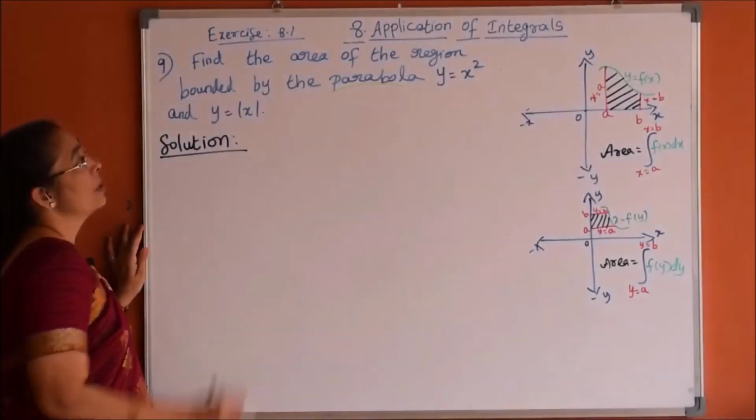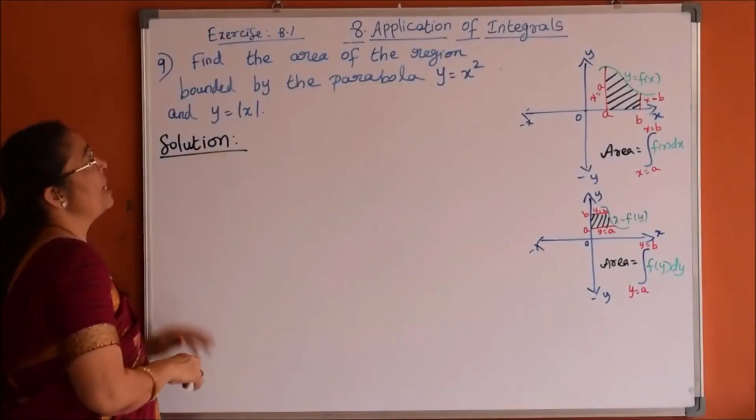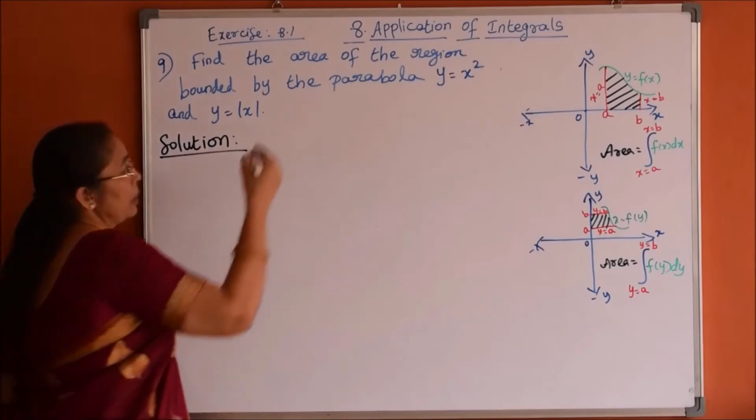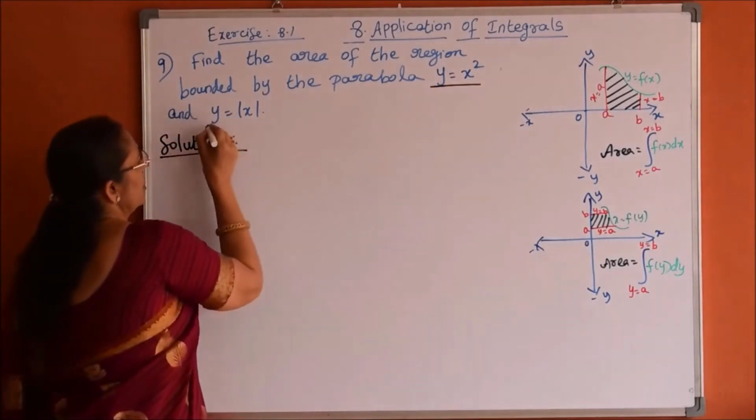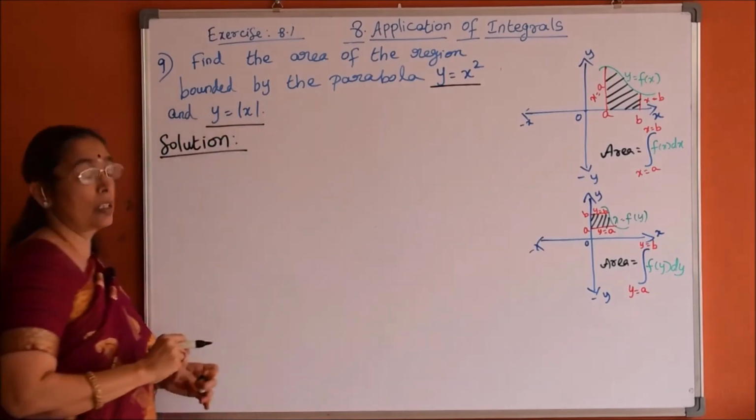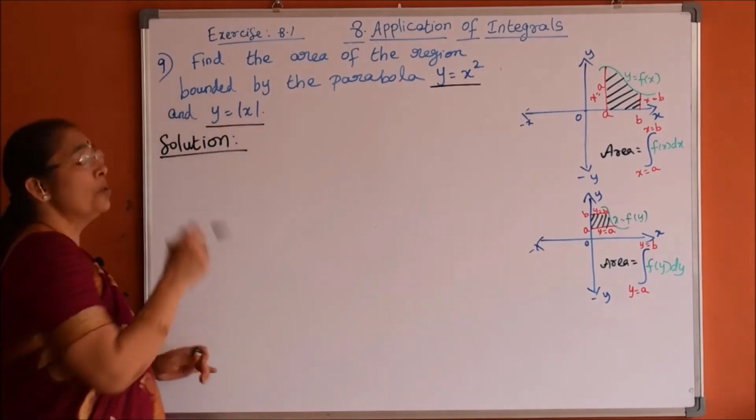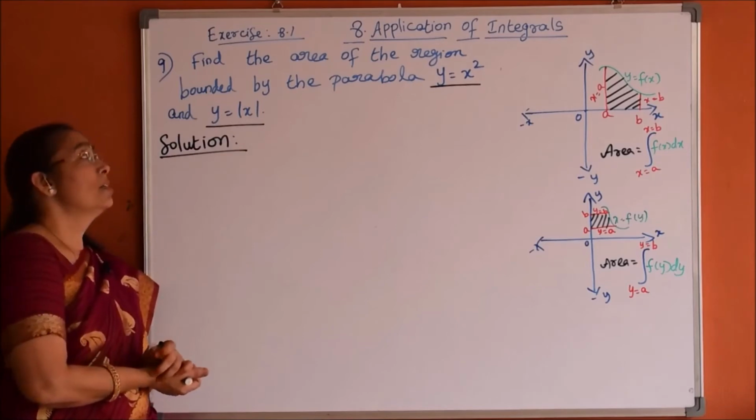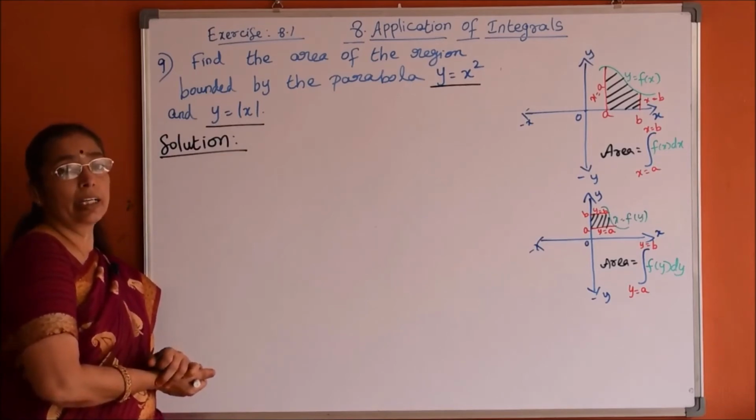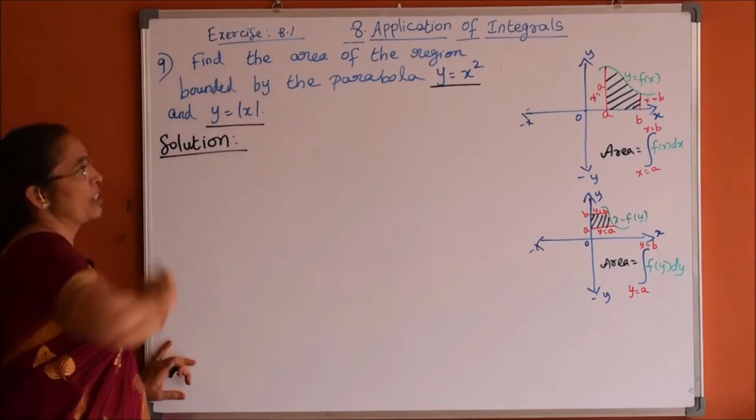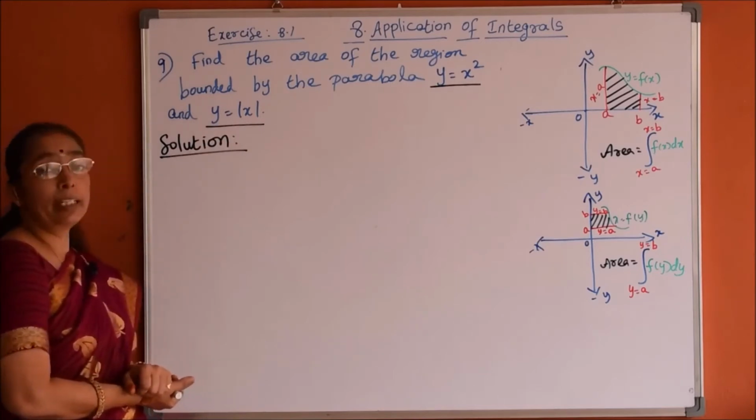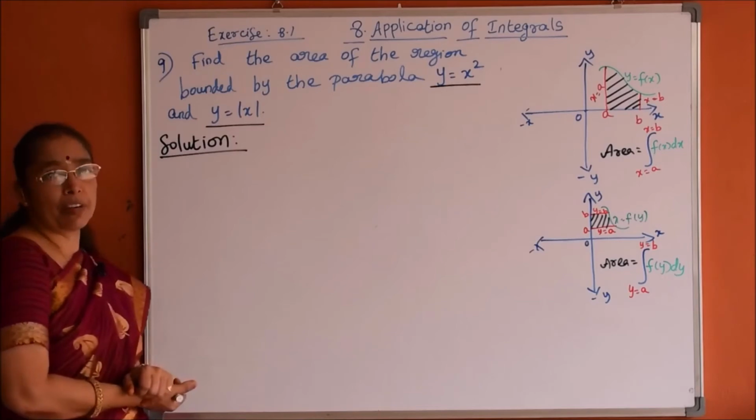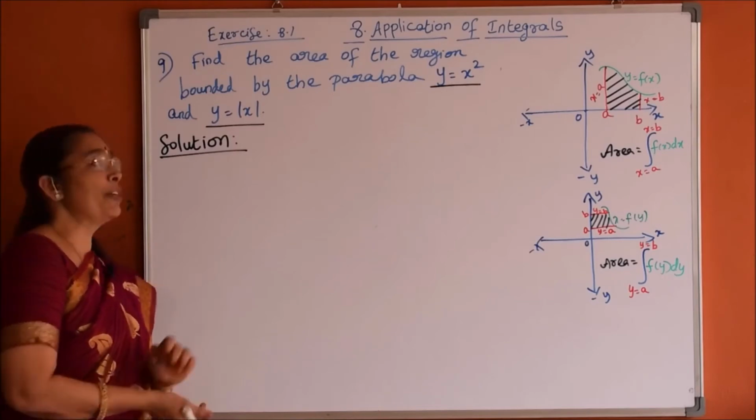Ninth problem: find the area of the region bounded by the parabola y equals x square and the line y equals mod x. So, to find this area, first we have to sketch the graphs of these two functions, y equals x square and y equals mod x. Before that, let us solve these two equations to get their points of intersection.